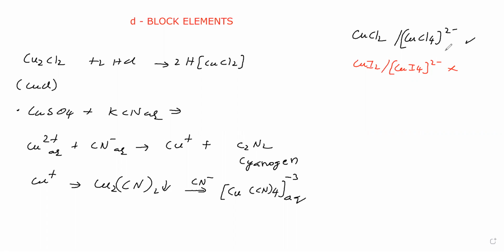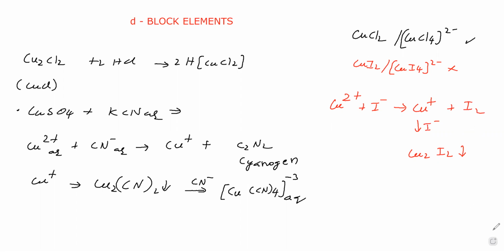Why is it so? Because cupric with I minus, what happens means cupric reduces to give cuprous, I minus oxidizes to give I2. This cuprous with I minus gives cuprous iodide white precipitate. So cupric iodide does not exist. Cupric iodide CuI2, CuI4 2- does not exist because I minus reduces cupric into cuprous, and cuprous precipitates as cuprous iodide.